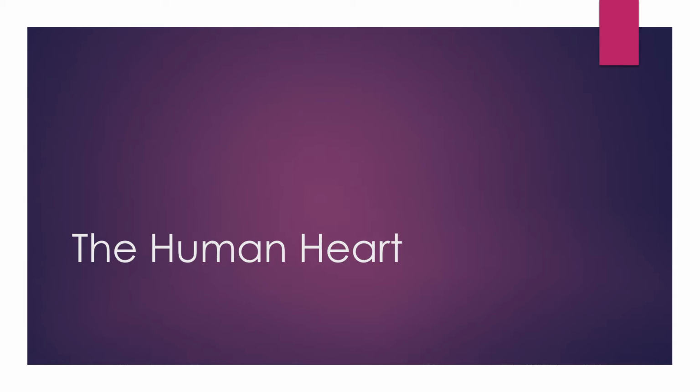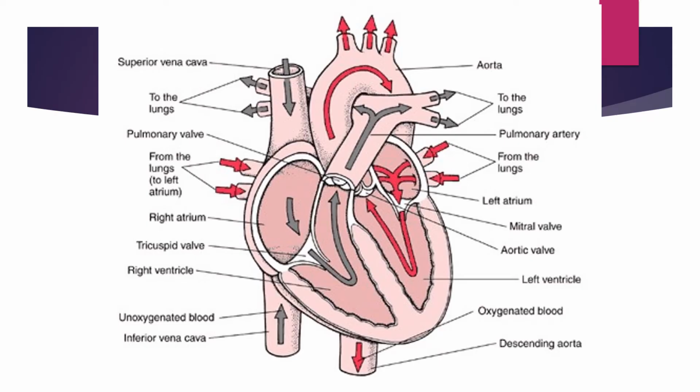Today I am going to explain to you about the human heart. This is a small introductory video on the human heart. The human heart is a complex structure. It is divided mainly into two different parts called atriums and ventricles. The upper two chambers are called atriums, that is right atrium and left atrium, while the lower two chambers are called ventricles. Those are right ventricle and left ventricle. The heart is located in the thoracic cavity in the center and slightly tilted towards the left.